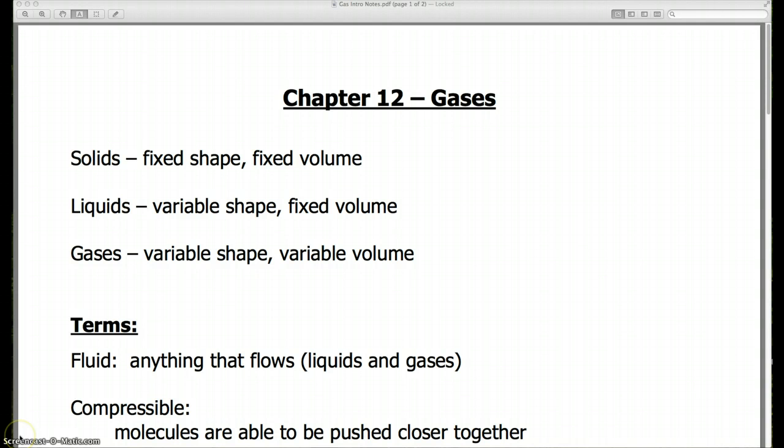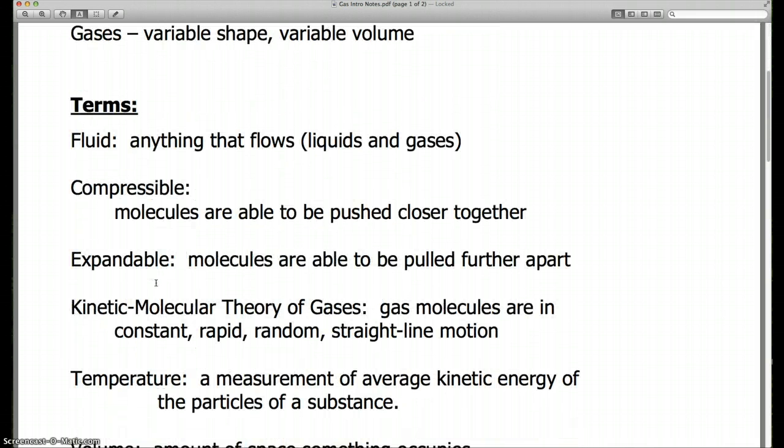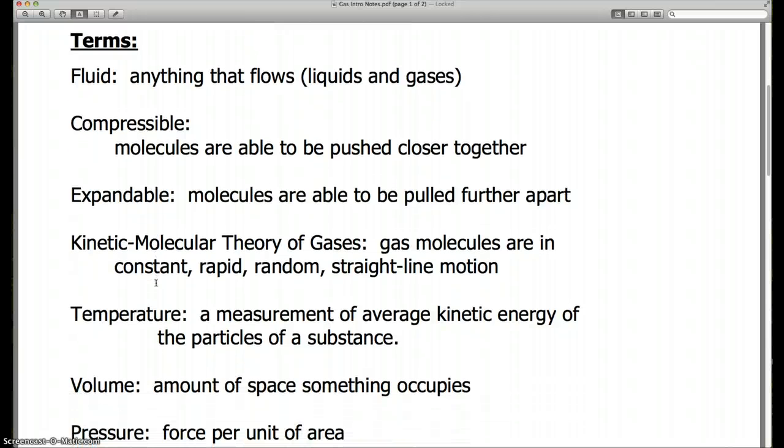First thing, solids, liquids, and gases, we've talked about these before. If you remember, the term fixed means it does not change very easily. So solids don't change shape or volume very easily. Liquids can change shape very easily, so they're variable shape. The volume doesn't change. But gases, the focus of this chapter, the shape and the volume of gases can change very easily. So we say variable shape, variable volume. A lot of these terms I'll just let you go over.